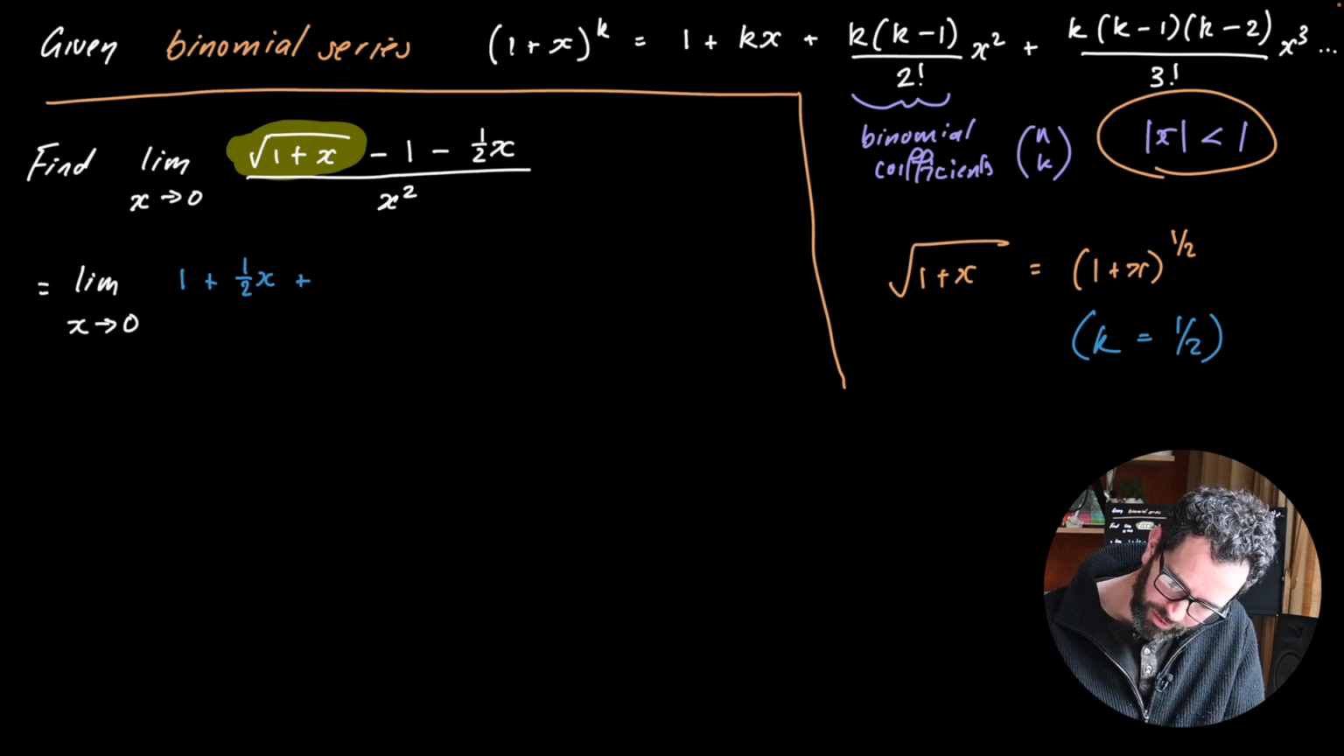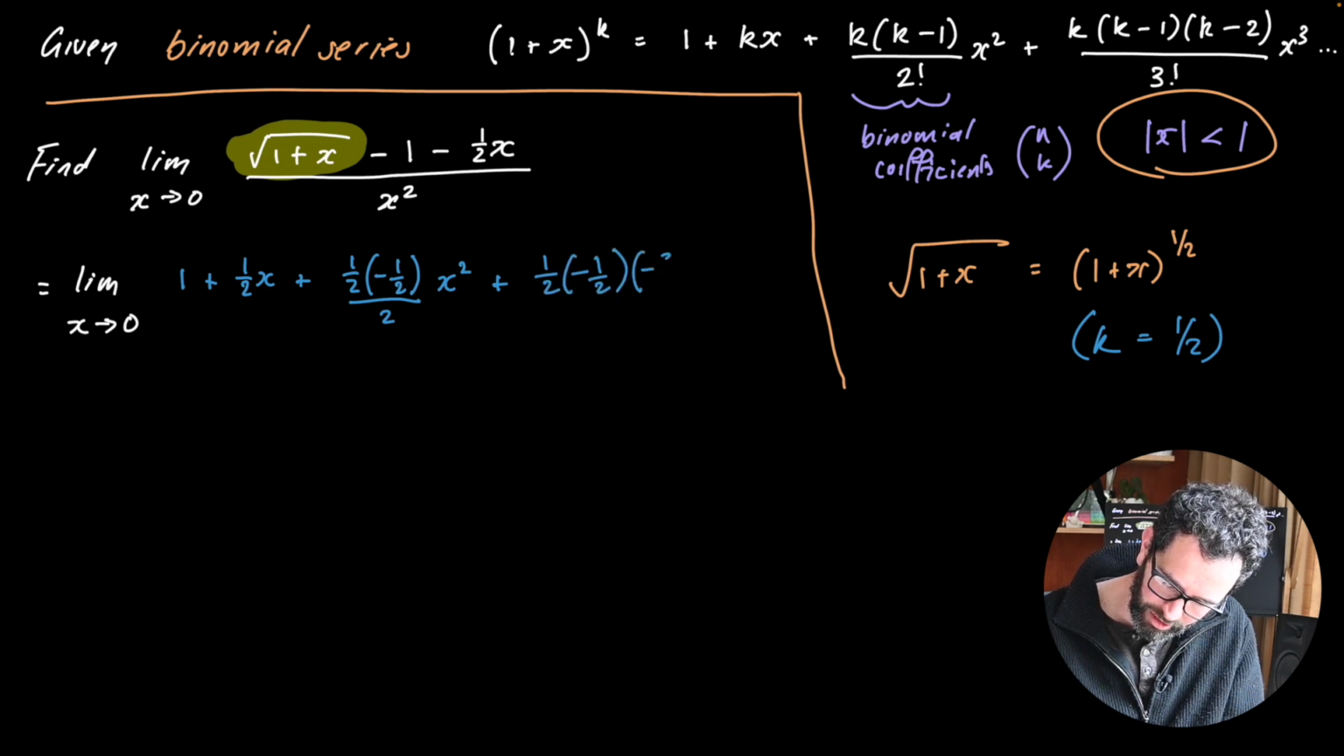Now put in the squared term, which is going to be plus k times k minus 1. So that's going to be plus 1/2 times, 1/2 minus 1 is negative 1/2, all divided by 2, times x squared. Plus, now let's do the third power term, 1/2 minus 1, minus 1 again is going to give us minus 3 over 2, all divided by 3 factorial, which is 6, times x cubed.